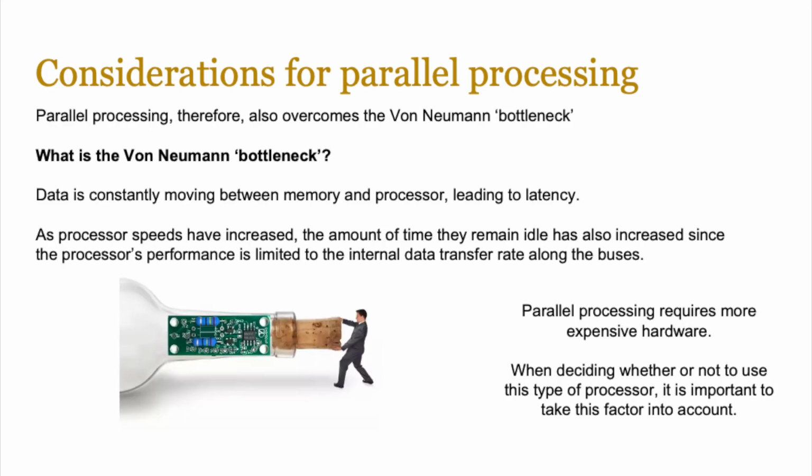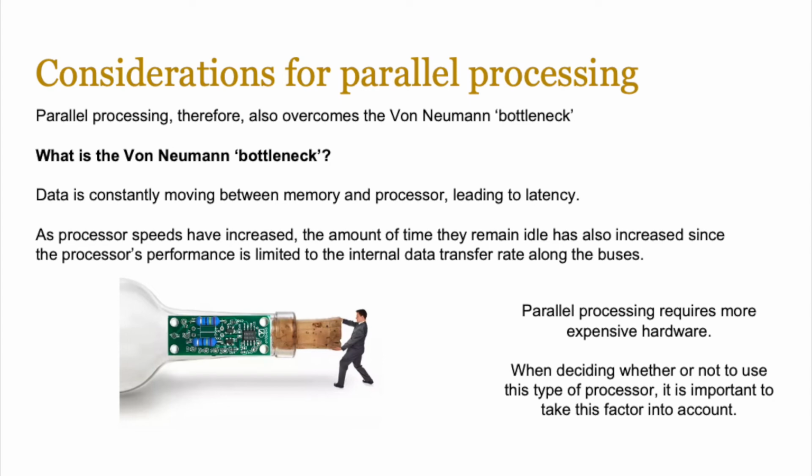Parallel processing overcomes the von Neumann bottleneck. Now, what is the von Neumann bottleneck? If you think back to the traditional single CPUs, our CPUs are much faster and they are waiting around, idling for data to arrive from the slower RAM or even cache memory. Since data has to be constantly moved between memory and processor, this leads to latency. And as processor speeds have increased over time, the amount of time that processors idle has also increased. Since the processor's performance is limited to internal data transfer rates along the buses, we need to find a way around this particular issue, and parallel processing helps us with that.